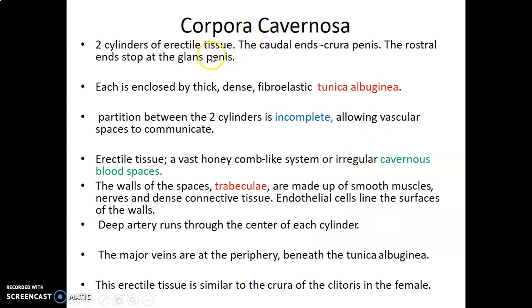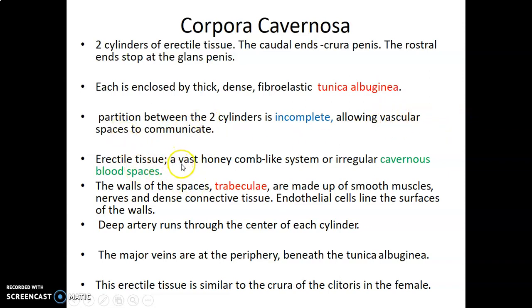The corpora cavernosa are 2 cylinders of erectile tissue. The caudal ends form the crura of the penis, while the rostral ends stop at the glans penis. Each corpus cavernosum is enclosed by a thick, dense fibroelastic tunica albuginea, and the partition between the 2 cylinders is incomplete. Therefore, there is communication between the vascular spaces.